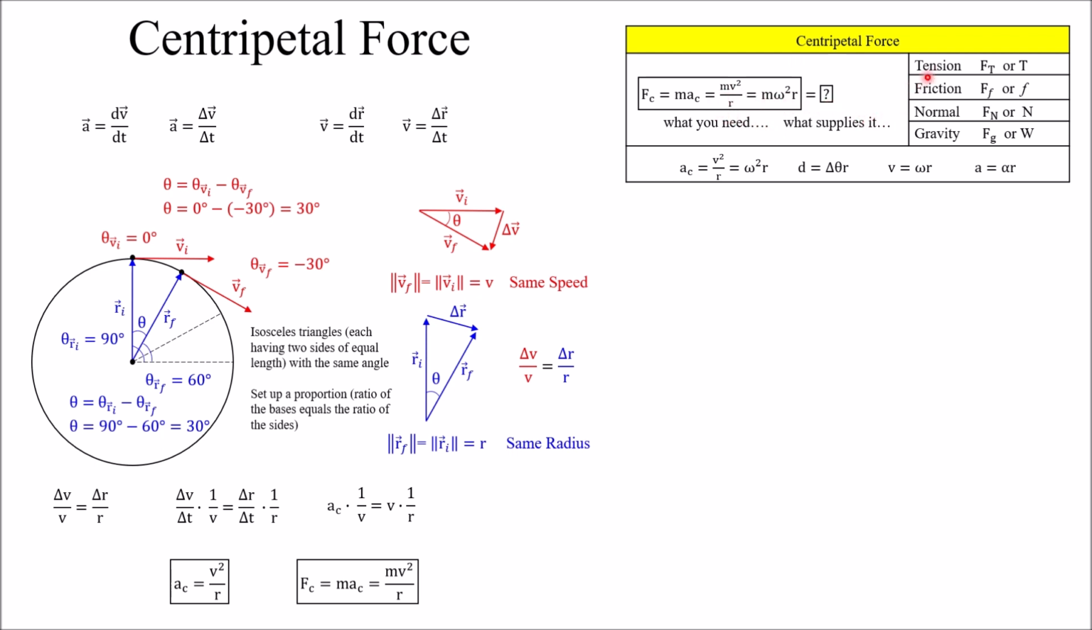And so a lot of times it's supplied by tension if you're swinging a yo-yo around in a circle or something, or friction if you're turning on the road, or normal force on a roller coaster loop, or even gravity if we're talking about some planetary motion, or satellites or something like that.